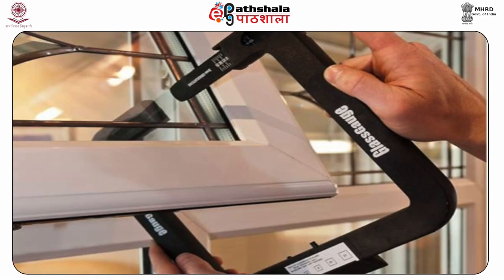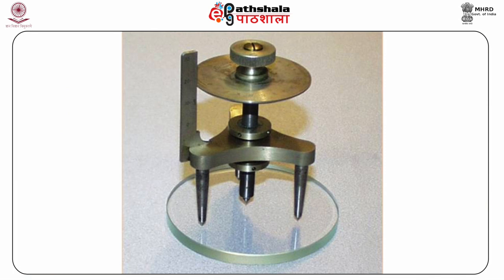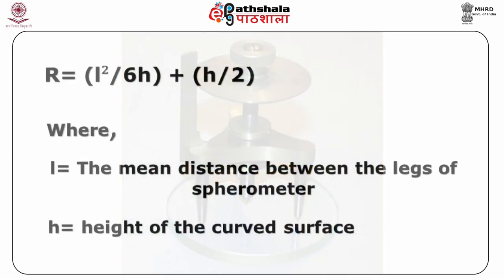Then comes curvature. A spherometer is used to measure the radius of curvature of the glass fragments having curved surface. The radius of curvature of the fragment is calculated using the formula. The formula is R = L²/6H + H/2, where L means the mean distance between the legs of spherometer and H stands for height of curved surface.